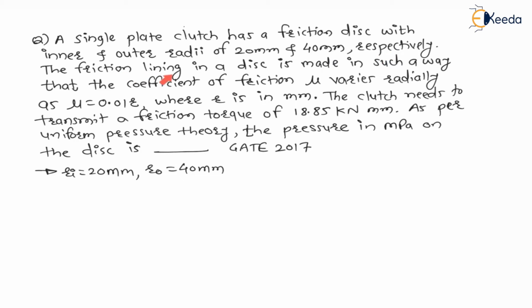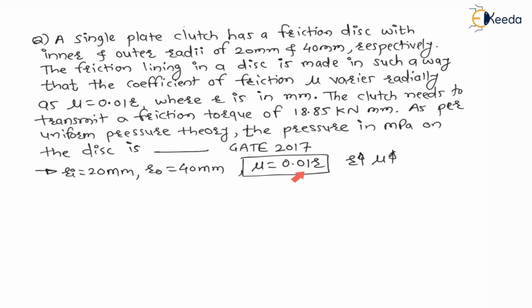Now the friction lining in the disc is made in such a way that the coefficient of friction mu varies radially as mu is equal to 0.01 r. Now here the coefficient of friction is not constant. The coefficient of friction is a variable of radius. As radius is increasing, the coefficient of friction is also increasing. Means the maximum coefficient of friction will be at the outside radius and the minimum will be at the inside radius.